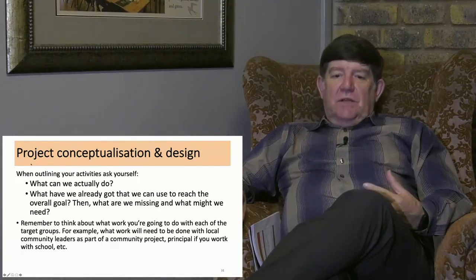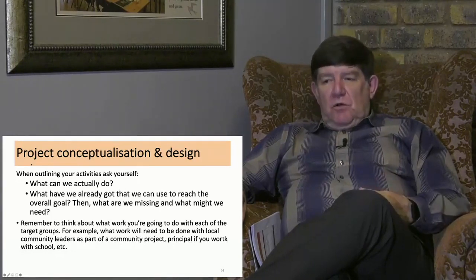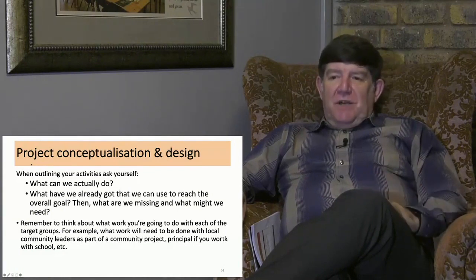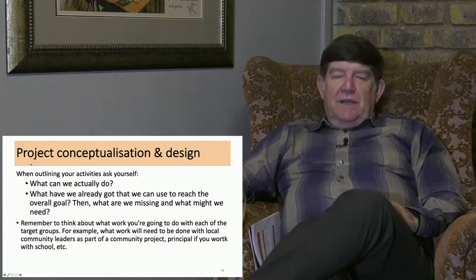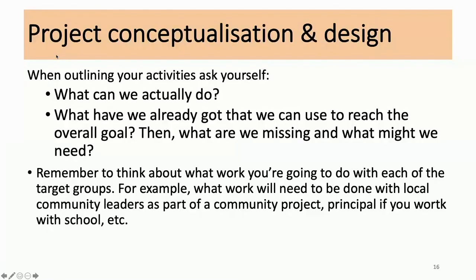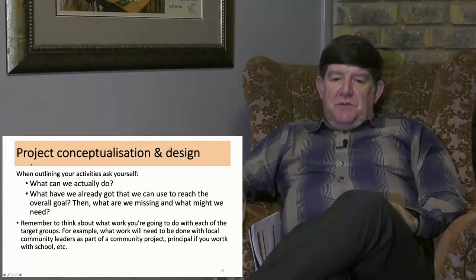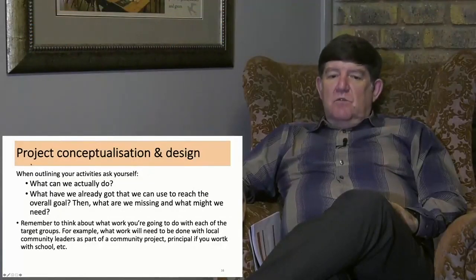What have we already got that we can use to reach the overall goal? Build on things that have already been done. Specifically look at growing networks of alumni. Some of these structures exist. Some of these structures have been formed but need support to grow and solidify them. Remember to think about what you're working on and going to do with each of the target groups. Who are the beneficiaries? Who will we work with? Who will we deal with?